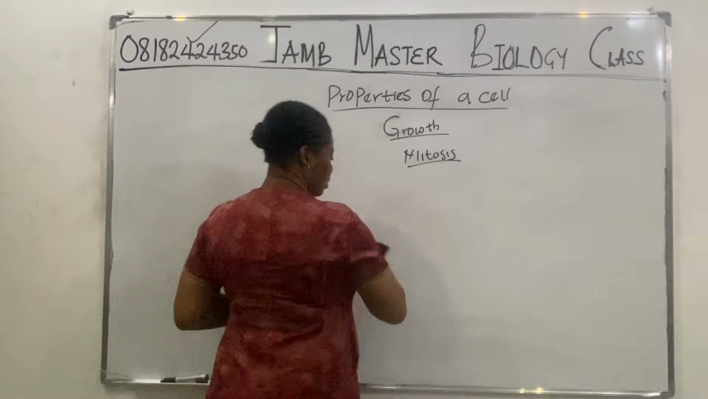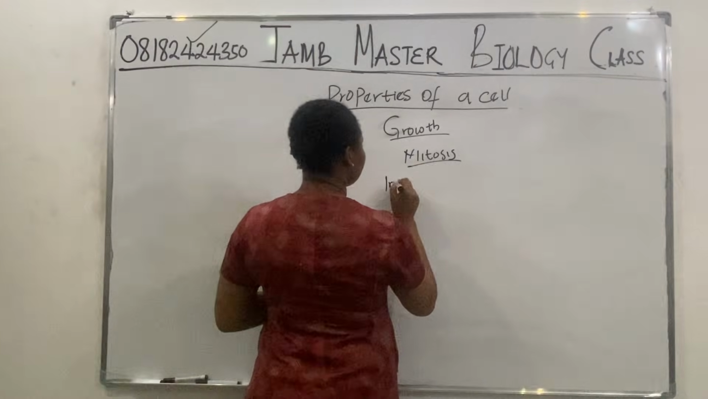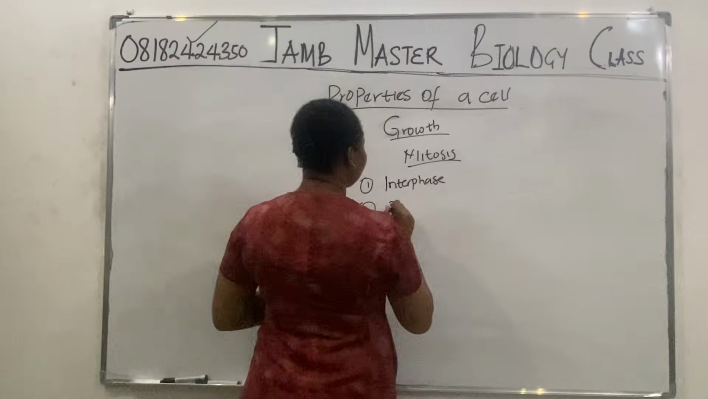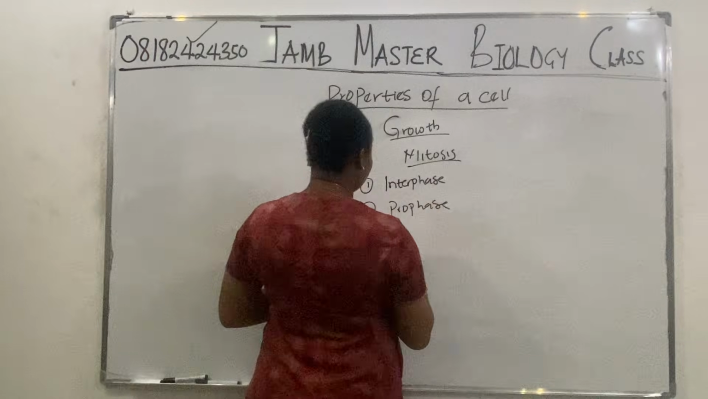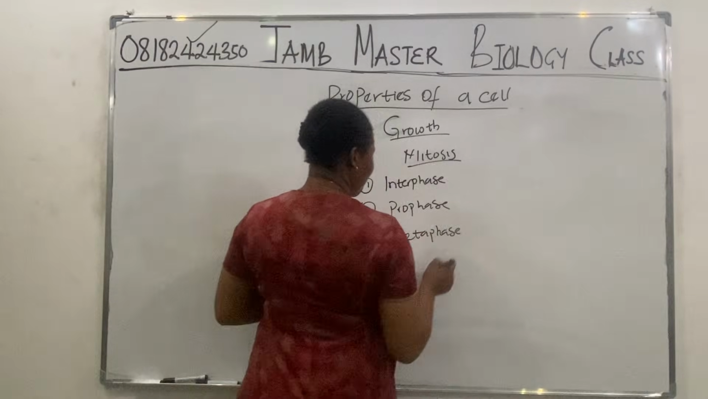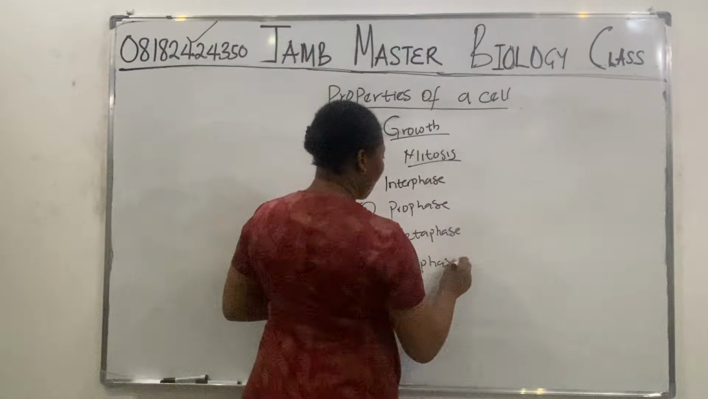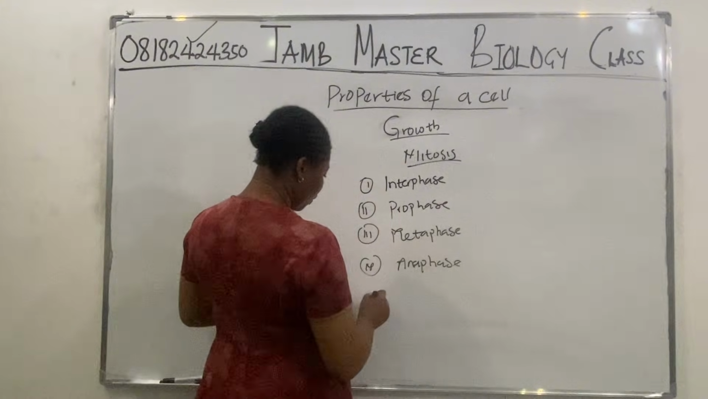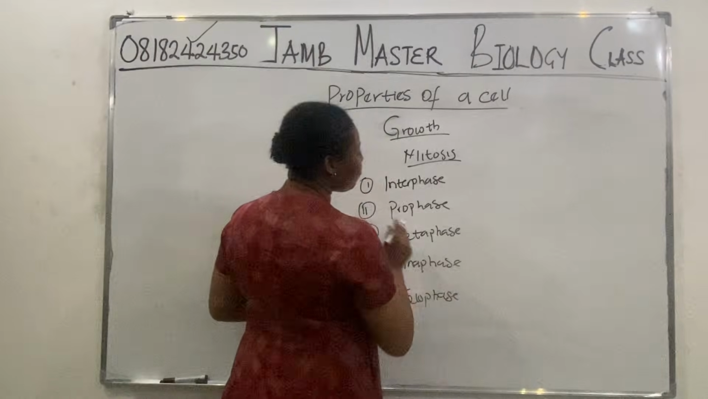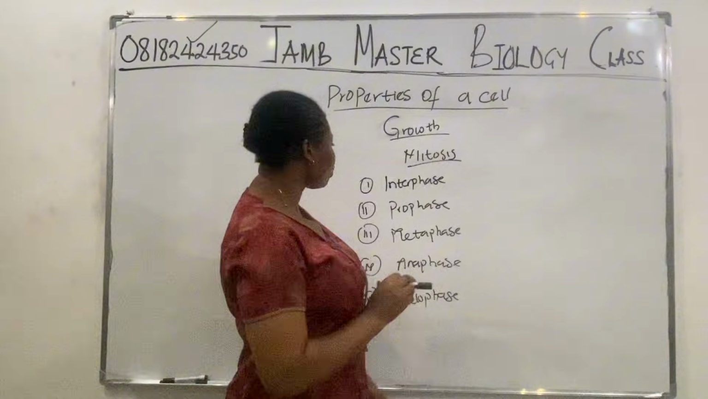So let's go back to the stages of mitosis. We have the interphase, the prophase, the metaphase, the anaphase, and the telophase. That is 1, 2, 3, 4, 5. I'm going to explain it in the simplest way, so that in case you see any question on it in JAMB, you just know the answer.